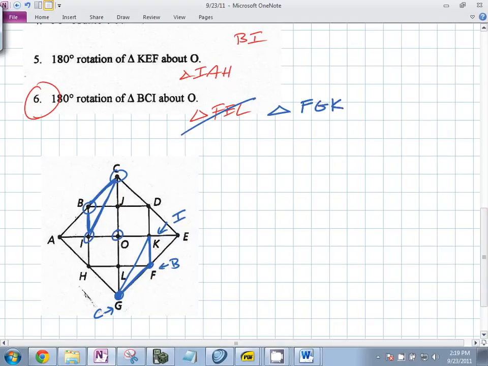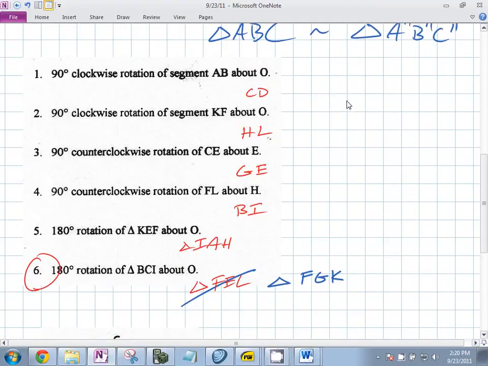If you put a tack in the board and you rotated it, that's what it would become. Does the order of the letters matter? Very much so. Would it be proper if I said this was GKF? No, because that wouldn't correspond. It would be a rotation, but the letters wouldn't correspond. F corresponds to B, G corresponds to C, and K corresponds to I. If I change the ordering of one of them without changing the other, they're no longer rotations of each other. Does that make sense-ish? Okay, any other challenges?